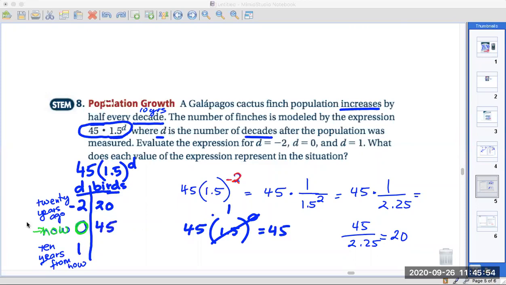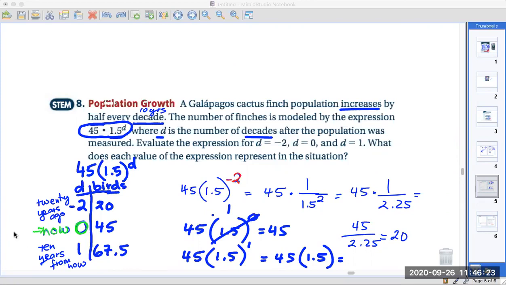And then for 1, I'm going to plug in 1. 45 times our growth rate or growth factor to the power of 1 is simply 45 times 1.5. And if you use your calculator, you will get 60. Oh, you know what? It's a decimal, 67.5.